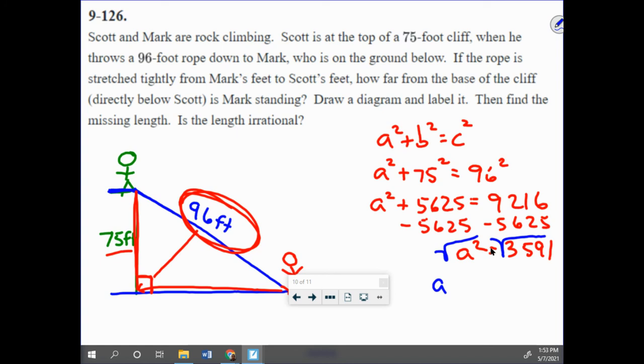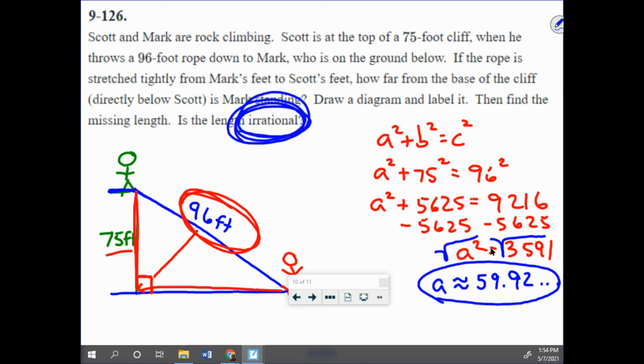Let's see. Oh, I need to put the approximate symbol, right? Because I'd get 59.92... Because this answer, is it rational or irrational? This answer is irrational. You wrote that down. Please, please, please make sure you're reading the question and don't forget to put that. So approximately 59.92 feet. There it is. Got it? Awesome.